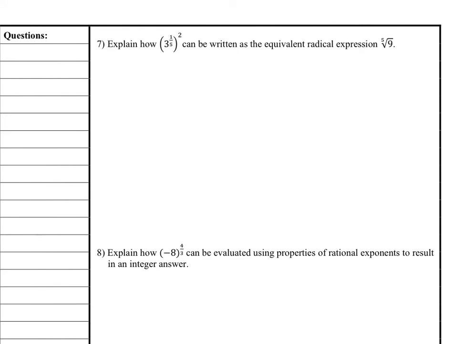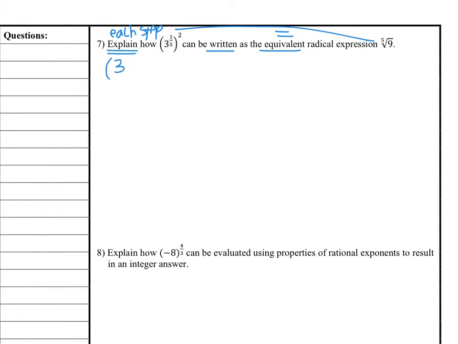So for number 7 here, it says explain, which means we're going to have to explain each step as we simplify it to get the full credit there. Explain each step, how this right here can be written as the equivalent radical expression of the fifth root of 3 squared, or 9. So we want to prove that these two things are indeed equal, but we just have to show it using some steps verbally written out.